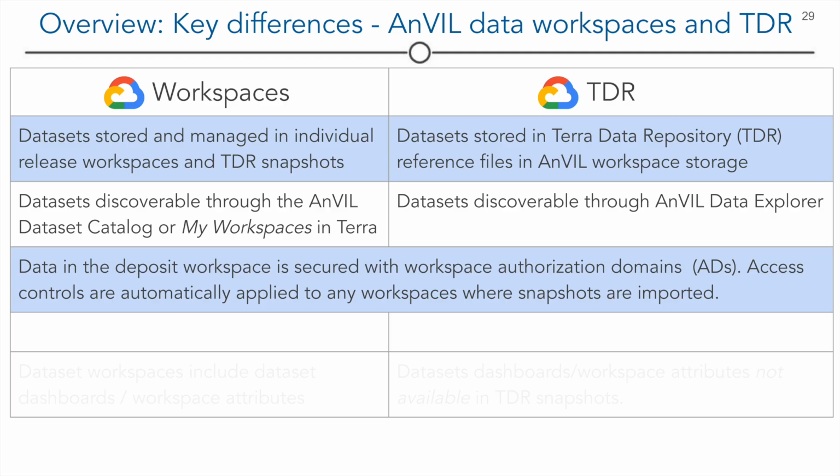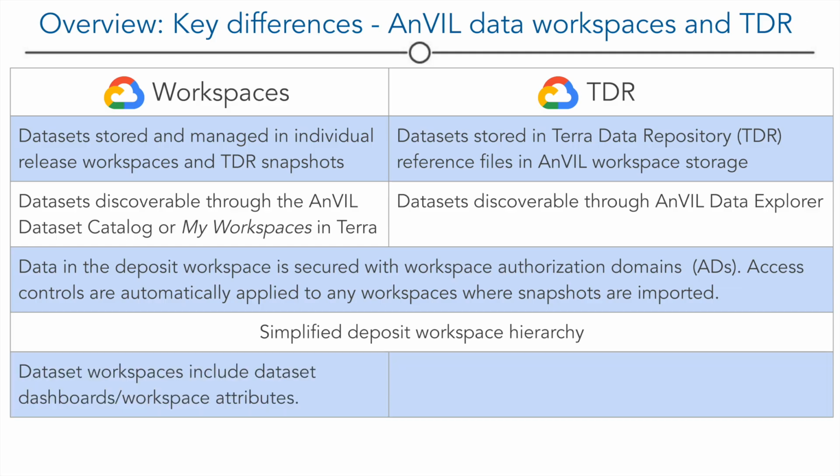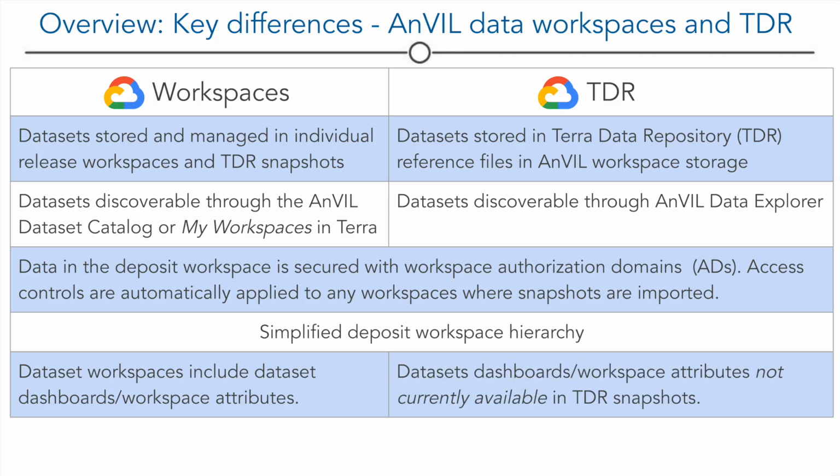Access control of data in workspaces is still managed using workspace authorization domains. Once in TDR, access controls are assigned to the dataset and subsets and follow the data as it moves to other locations. For example, cloning a snapshot in a workspace assigns the data control requirements to the workspace. Deposit workspaces include a simplified folder hierarchy structure. This will be covered in an upcoming slide. And finally, while dataset workspaces included dataset attributes, TDR will include a more efficient method of capturing your important data attributes and metadata using a new minimal recommended data model.